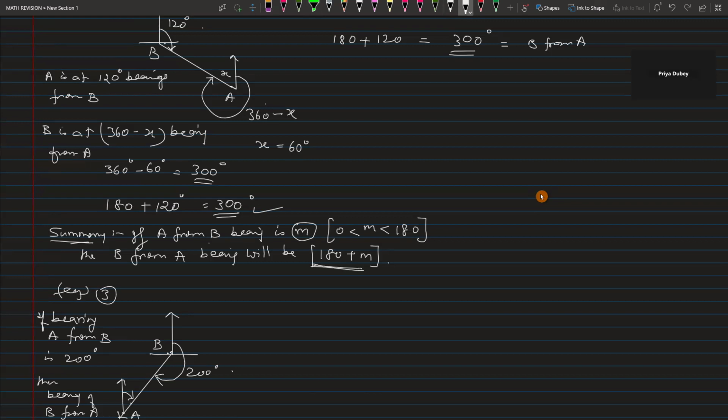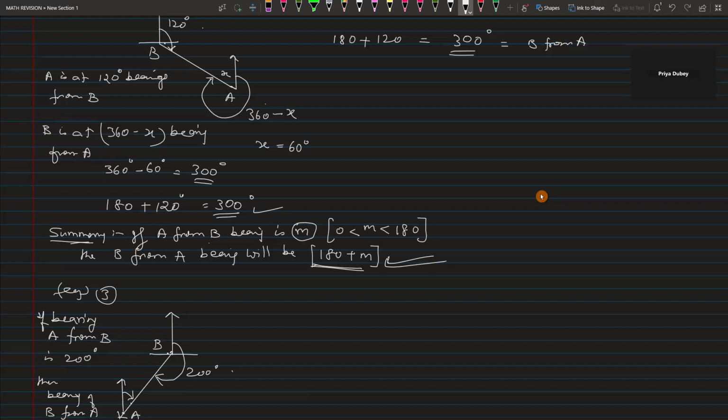So the reverse bearing of B from A will be obtained by adding 180 to that M, if M is between 0 and 180. Is that clear? Now, two more examples I'm going to give you where the bearing will be between 180 and 360. So this rule is decided.